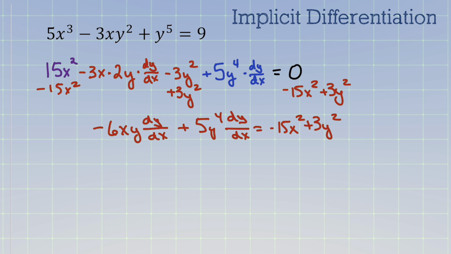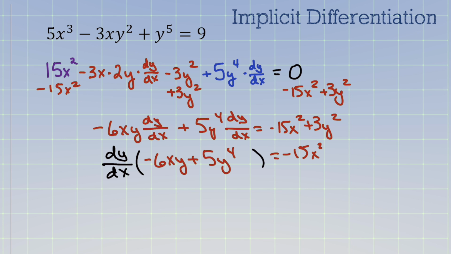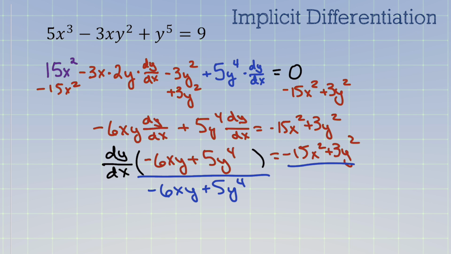Remember what I said a moment ago. We're going to factor out the dy dx. Both of our terms have a dy dx, so we can factor it out. It's basically a greatest common factor here. So there it's out now, and what's left behind on the inside would be negative 6xy plus 5y to the fourth, and on the right side we have negative 15x squared plus 3y squared. Do you see how we're isolating that dy dx? Now it's only there once, and we can divide both sides by negative 6xy plus 5y to the fourth. Divide it there, negative 6xy plus 5y to the fourth.